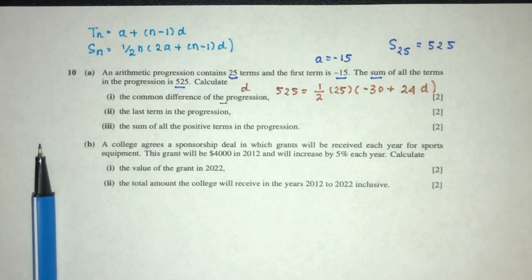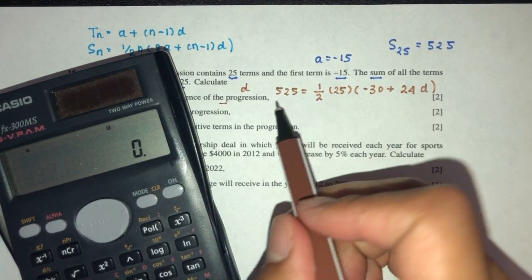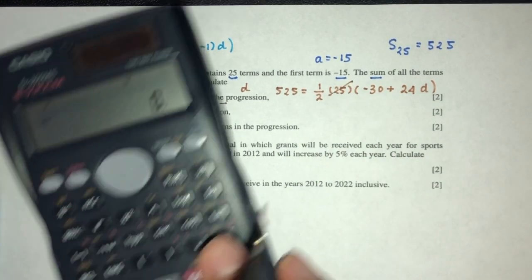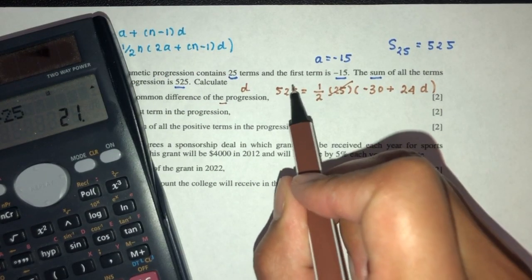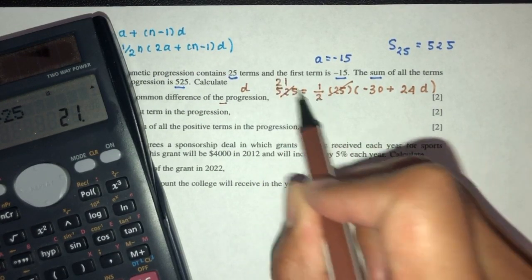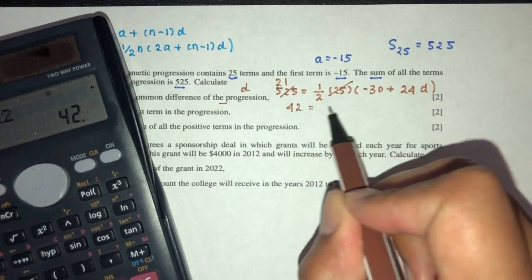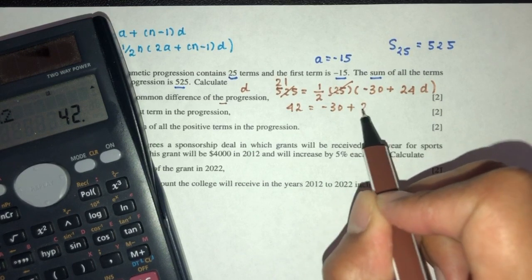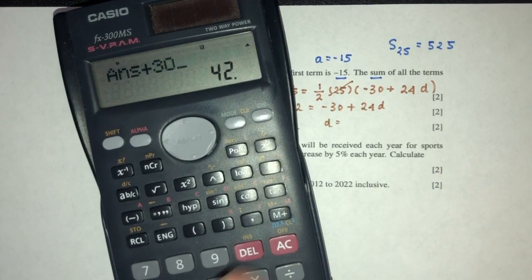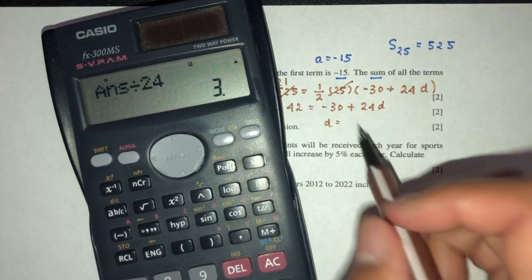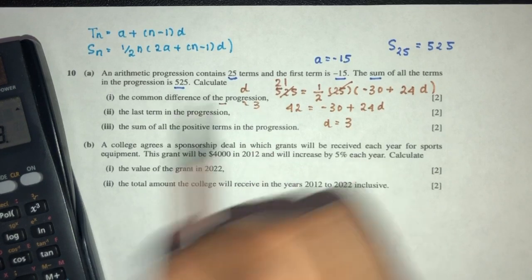So let's solve for the value of d. First we can divide by 25 on both sides. This will cancel out. So 525 divided by 25 should be 21. Then we can cross multiply. That will be times 2. That will be 42. So 42 will be minus 30 plus 24d. From this, d will be what? 42 plus 30 divided by 24, that should be the value of 3. So here we go. The common difference will be the value of 3.